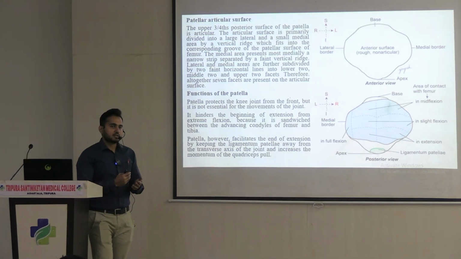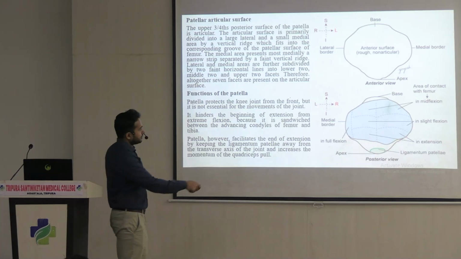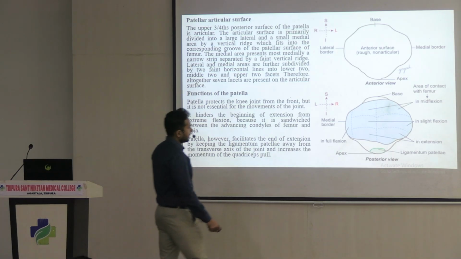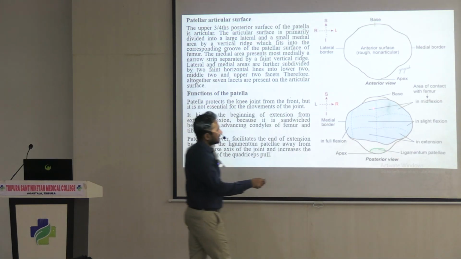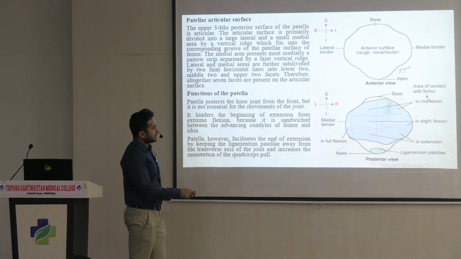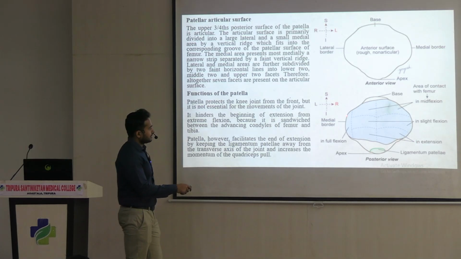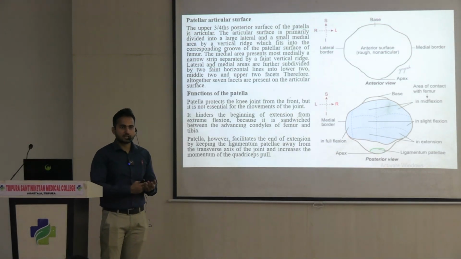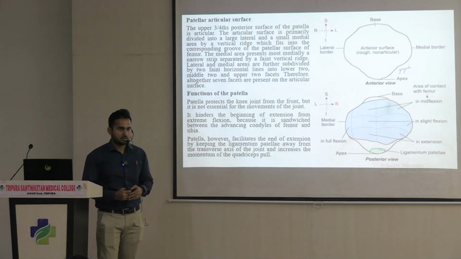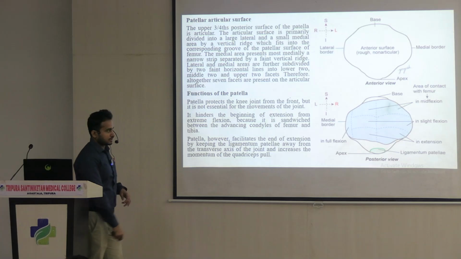Now those areas glide with the femur in different degrees of movement. For example, if you see this particular area, contact with the femur takes place in mid flexion, this middle area in slight flexion, and this area adjacent to the apex in extension. And in full flexion, this particular area comes in contact with the femur. Okay, so different areas of the articular surface of the patella come in contact with the femur at different degrees of movement. Okay, which is given over here in this diagram.